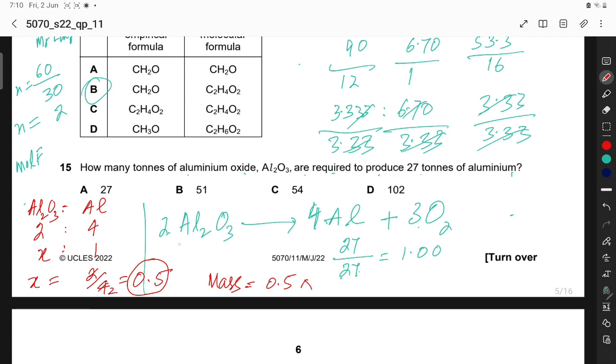Now the mass of aluminium oxide is 0.5 mole times Mr of Al2O3, which is 27 times 2 plus 48. 27 times 2 is equal to 54, plus 48 is 102. 0.5 times 102 is equal to 51. B option is correct.